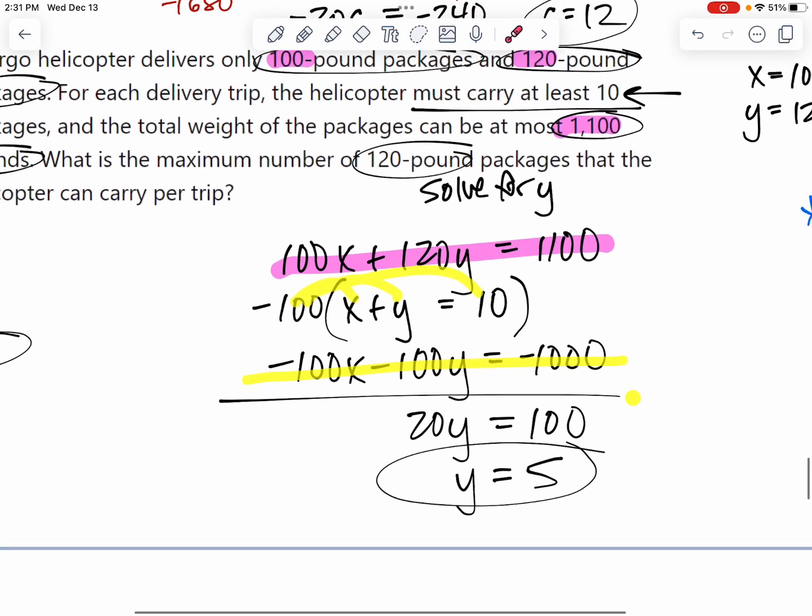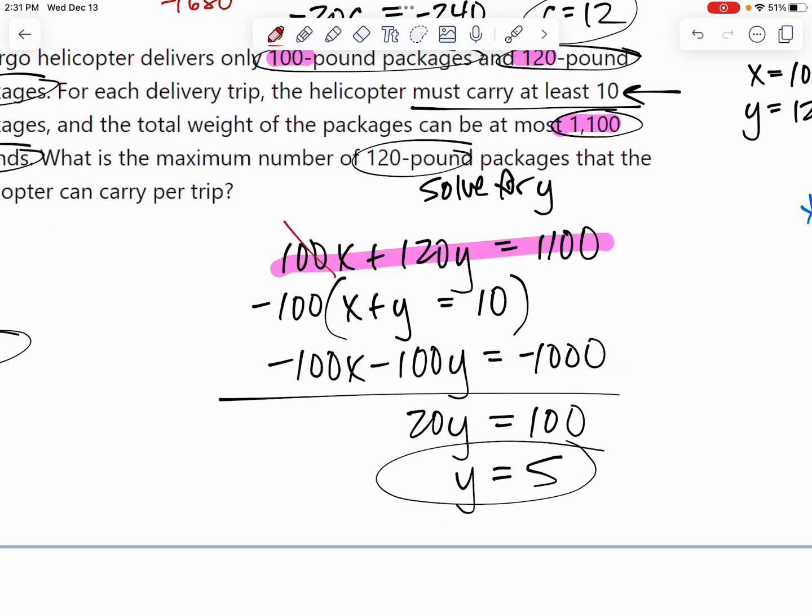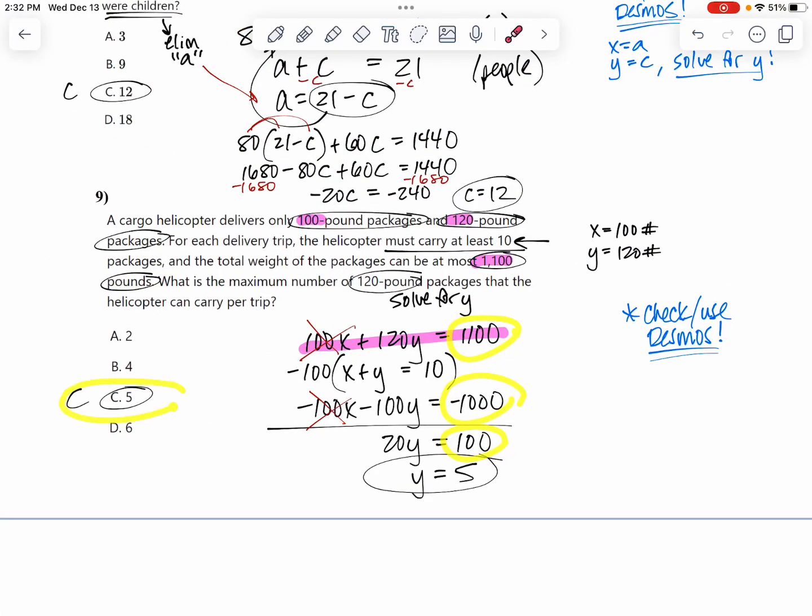Okay, now I'm noticing that I can take my 100x and it cancels my negative 100x. I can take my 120y and subtract 100y, and that gives me 20y. And I can take my 1100 and subtract 1000, and I get 100, and that tells me that y equals 5. Final answer.